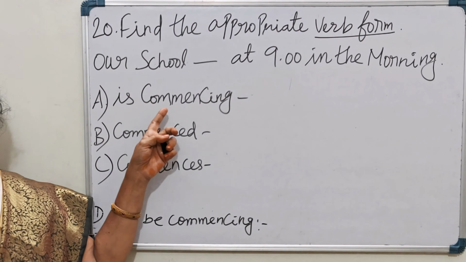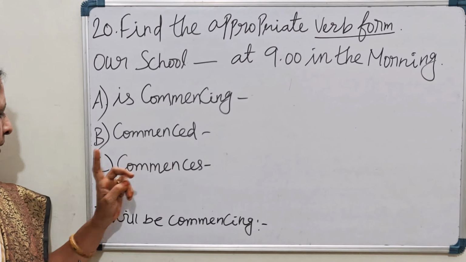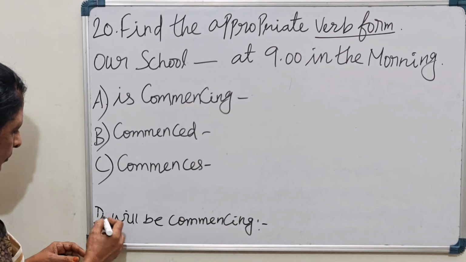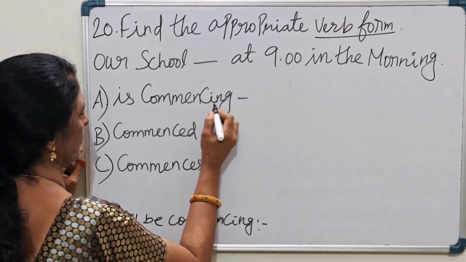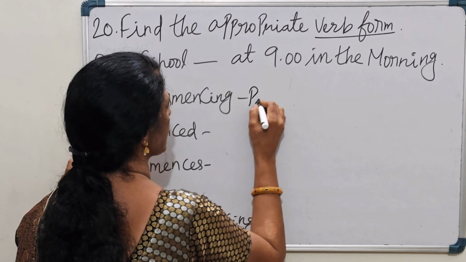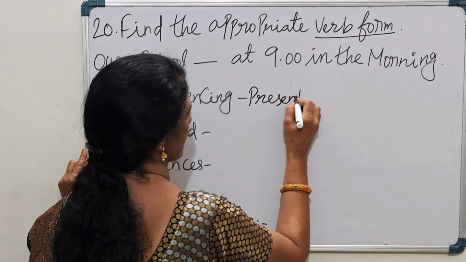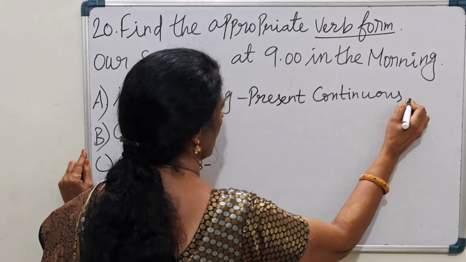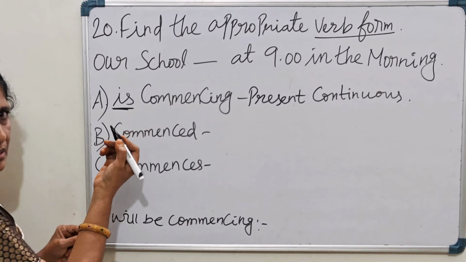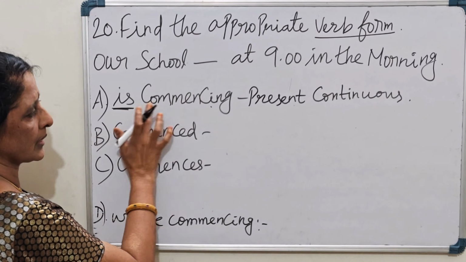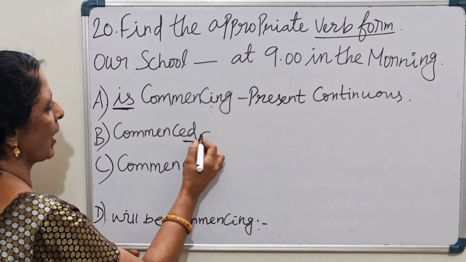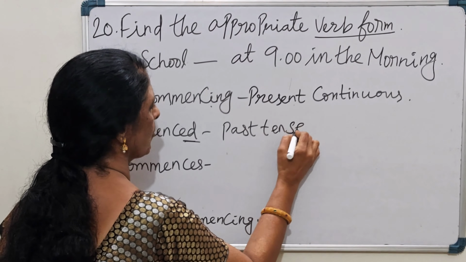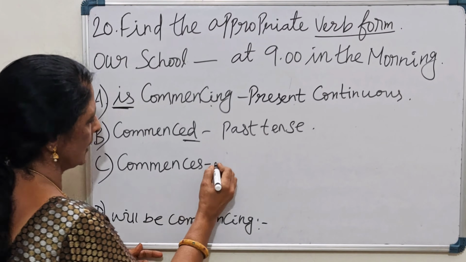A, commencing; B, commenced; C, commences; D, will be commencing. Now you see, is commencing is present continuous. Why am I saying present continuous? Because ing comes in present continuous. Commenced is past tense. Commences is present tense.